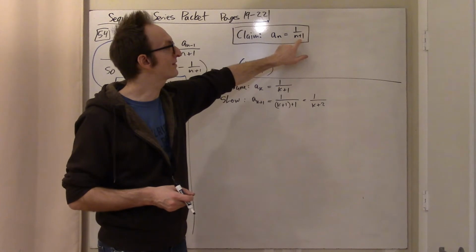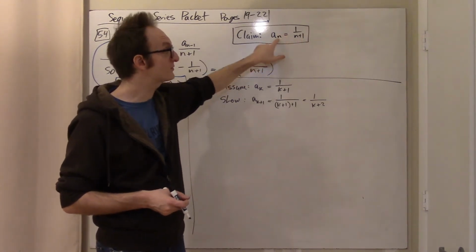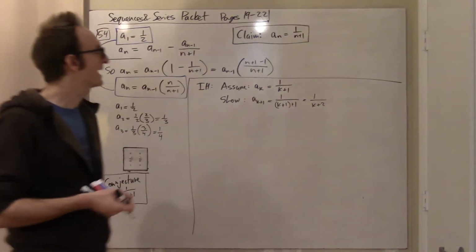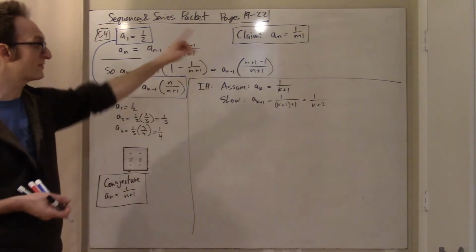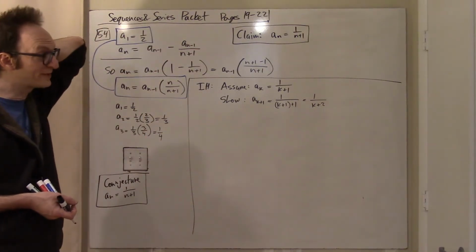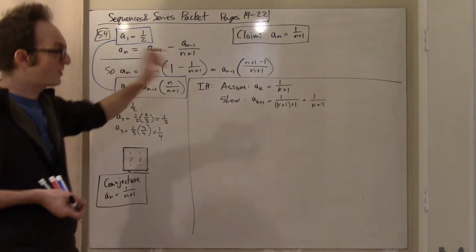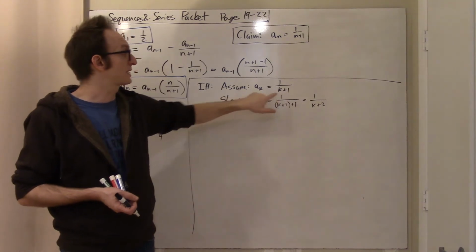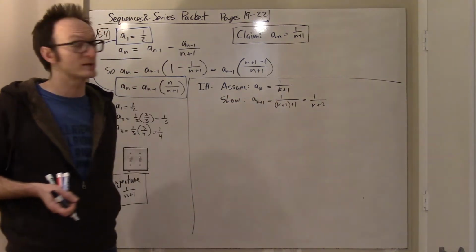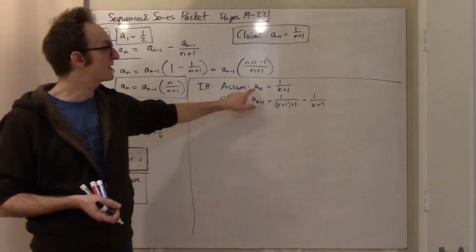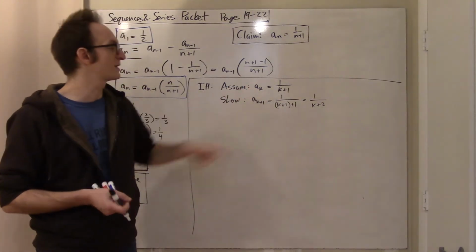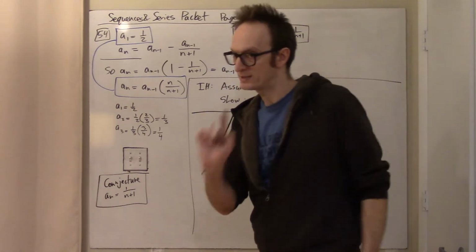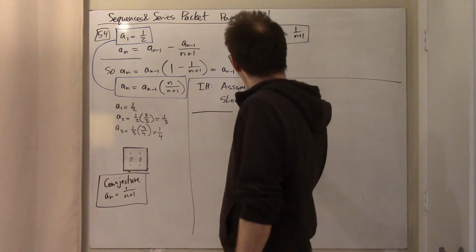So on the right we have just an algebraic expression. On the left we have this sequence which has been defined recursively. Okay, and now I'm going to prove that this is true by induction. So I assume that 1 over k plus 1 is the correct formula for the kth term of this recursive sequence. And I'm going to show that if it's true, then it's true for the next term.